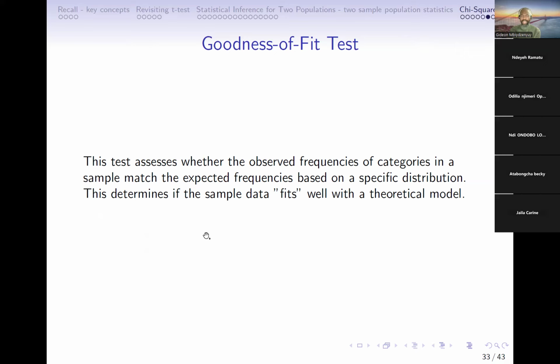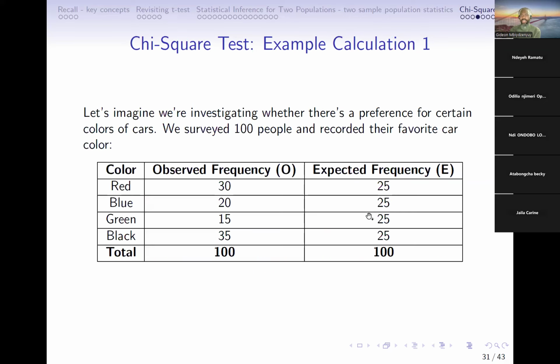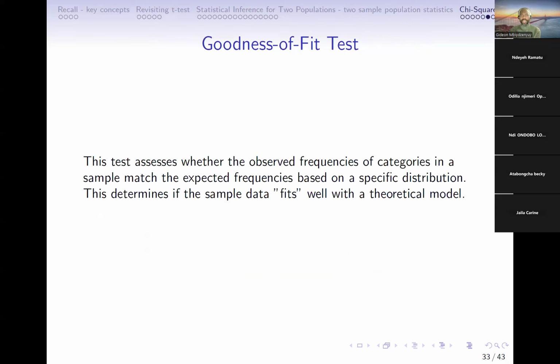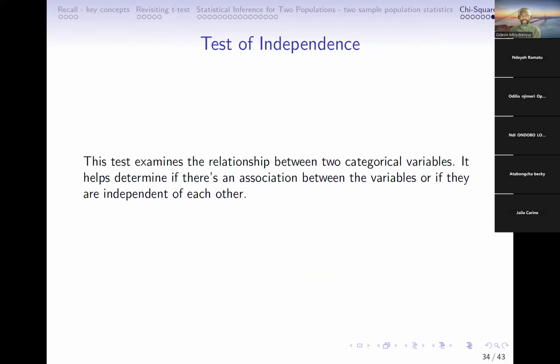Based on this, we can determine if the sample fits with the theoretical model or if it differs. The theoretical model, again, is our assumption about this 25%, when we said they were equally likely. How well does this agree with this? So we use the goodness of fit for that.